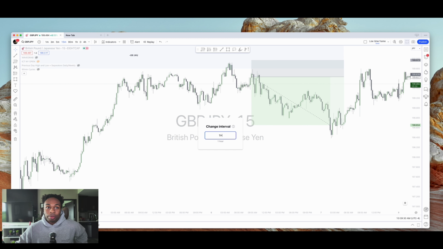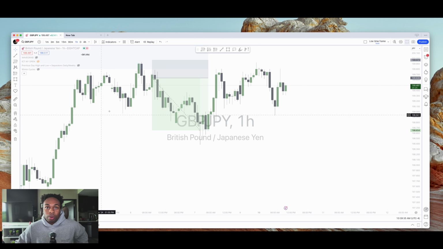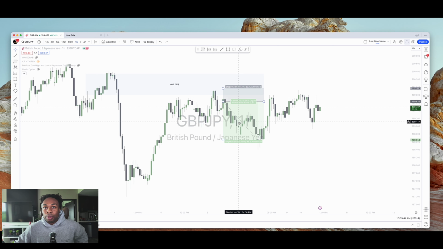And then I aimed at the first sell side liquidity, which was down here, is where I went risk free, and then I was aiming for this order block right here. Plus it was an optimal trade entry from that lower time frame.